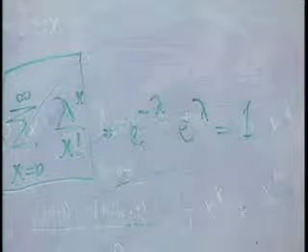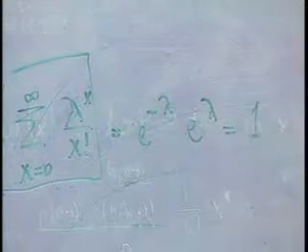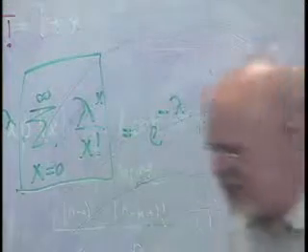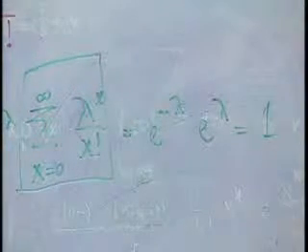So e to the lambda times e to the minus lambda is 1 because of the addition formula that I just proved. And so the results I just proved indicate that this Poisson distribution gives a proper mass function.